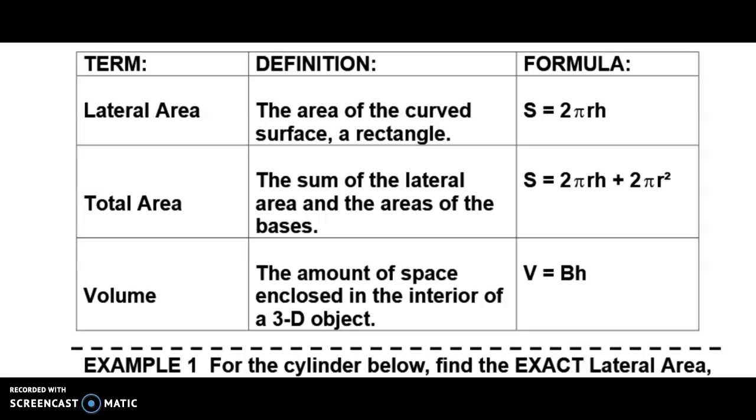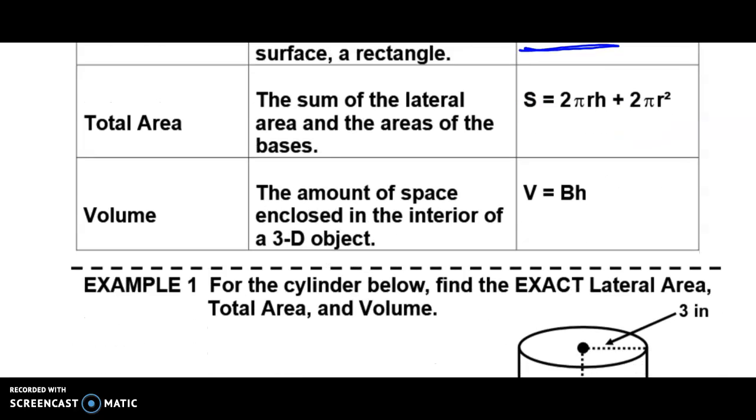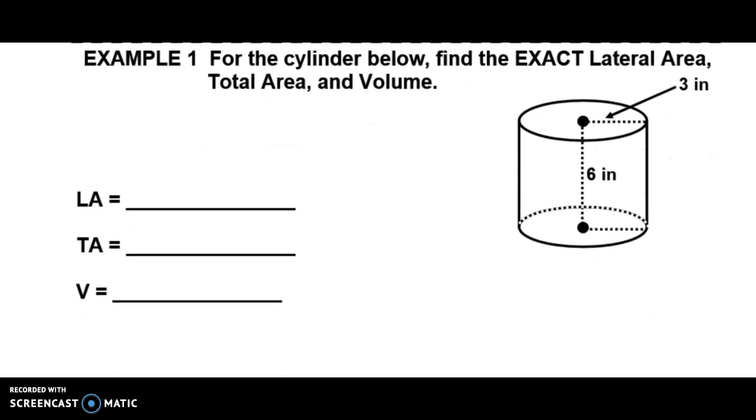Hey guys, today we're going to talk about finding the lateral area. So the lateral area of a cylinder is the area of the curved surface, and it's a rectangle. And the formula that they gave us is right here. So it is 2 pi r, where r is my radius, times my height, which is the h. So we're going to do that to answer example 1 down here.